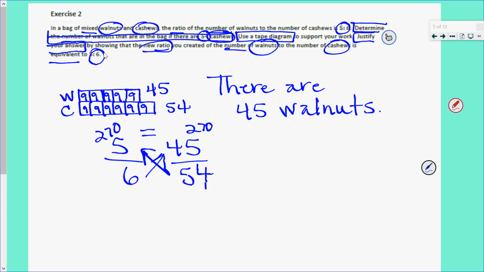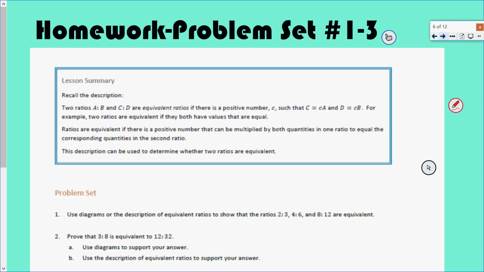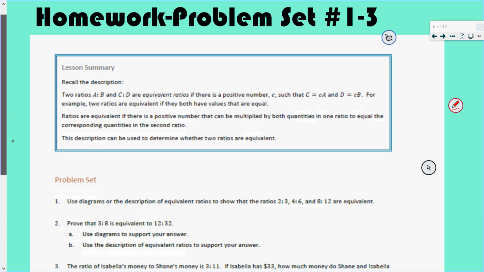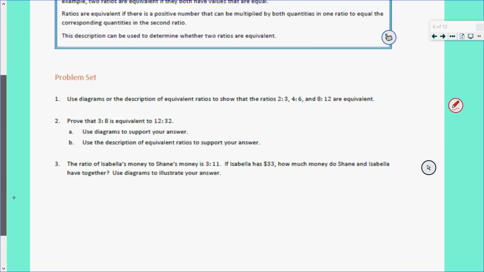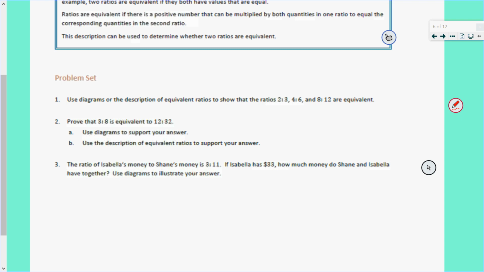Okay. Any questions? Okay. Okay, the next thing we're going to do, I'm pretty sure. Guys, this is your homework. This is your homework sheet right here. Okay? Go ahead and tear this out. All right?